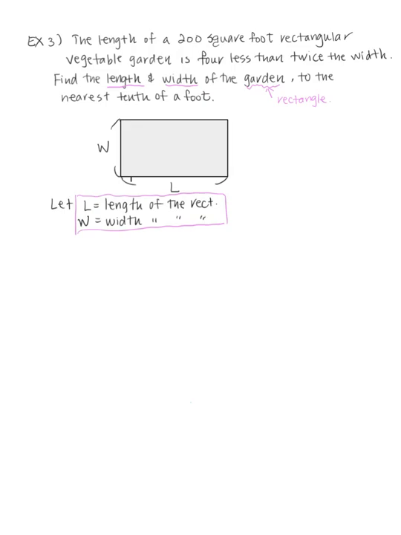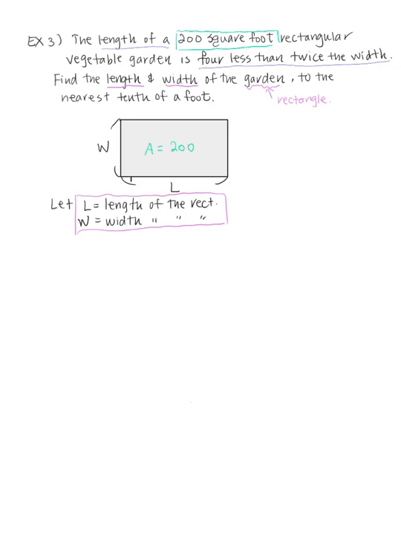It says that the length of a 200 square foot rectangular garden. First of all, do you see that we're given the area of the rectangle? The area of the rectangle we're given to be 200 square feet. So let me write that out. We know that the area is 200. Now let's reread the problem: the length of a 200 square foot rectangular vegetable garden is, so L equals, 4 less than twice the width.